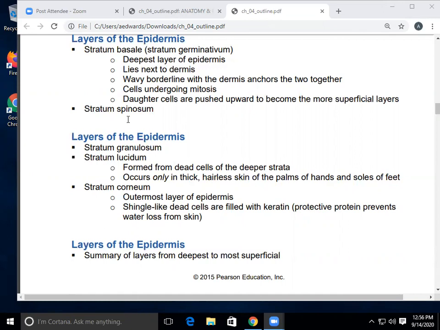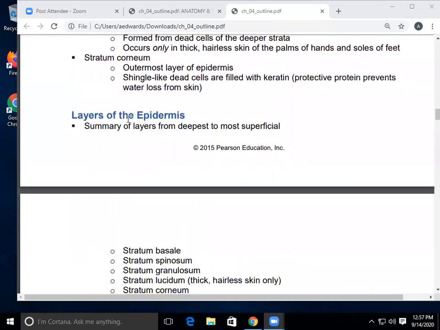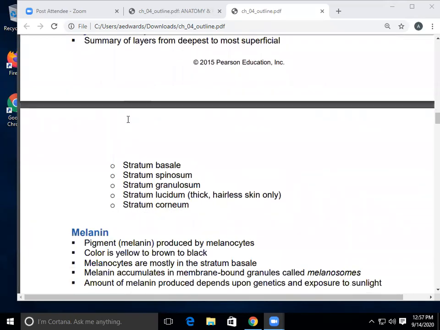So the stratum corneum has to do with all the keratin, right? It's the outermost layer. These are dead cells. They look like shingles, and they're filled up with keratin. So again, stratum basale, spinosum, granulosum, lucidum, corneum.